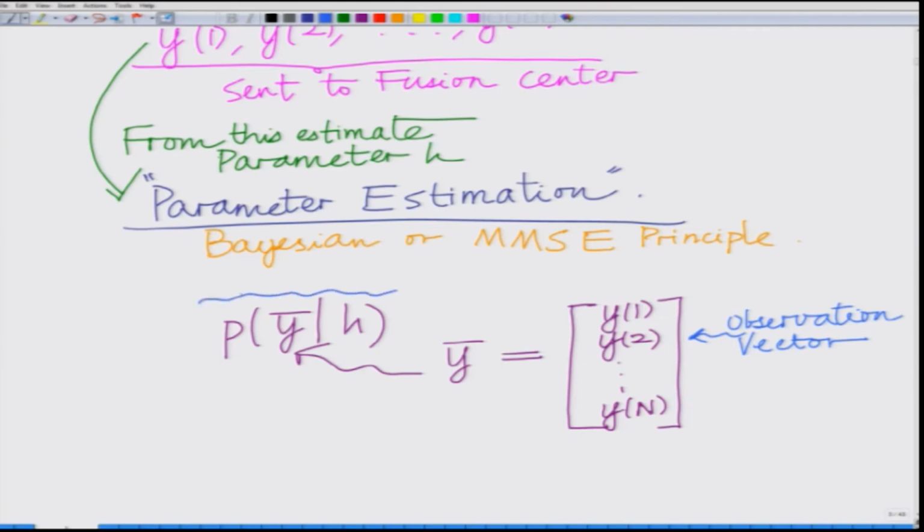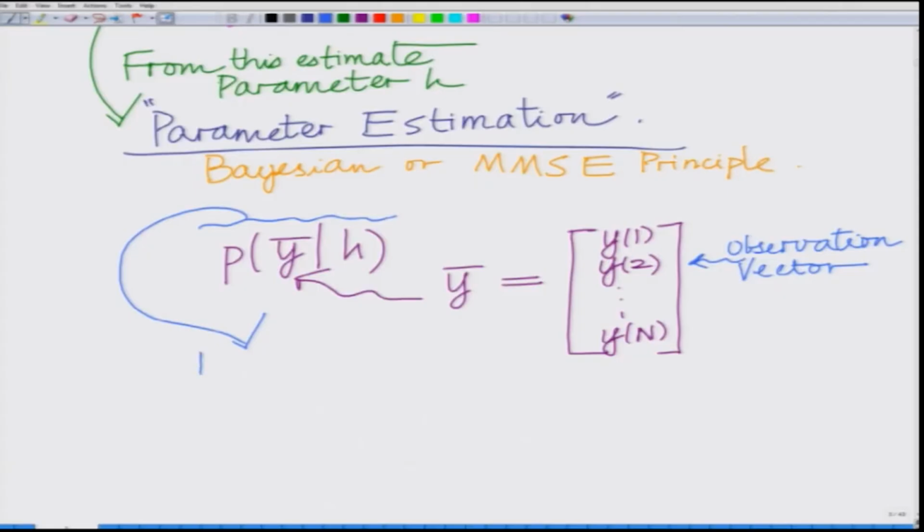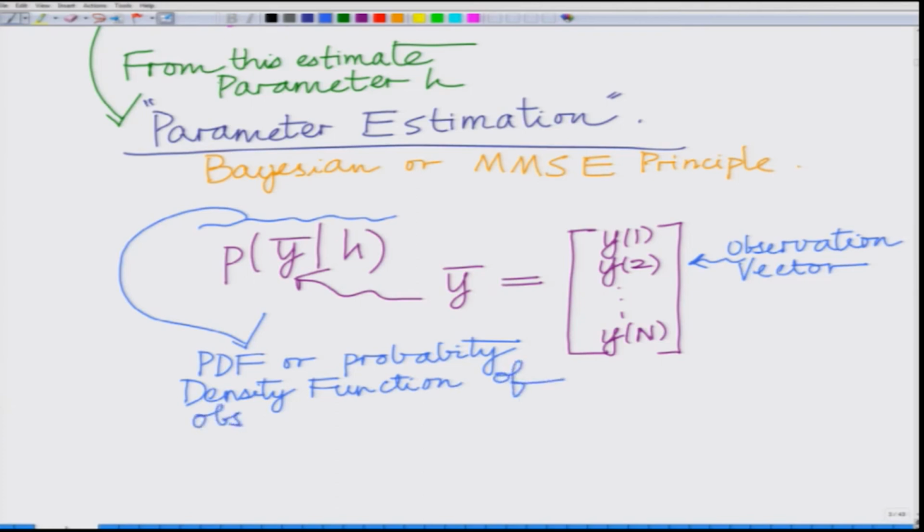Therefore, what is P of y bar given H? This is the probability density function of the observation vector y bar conditioned on the parameter H. So, this is the probability density function of the observation vector given the parameter H, or conditioned on the parameter H.